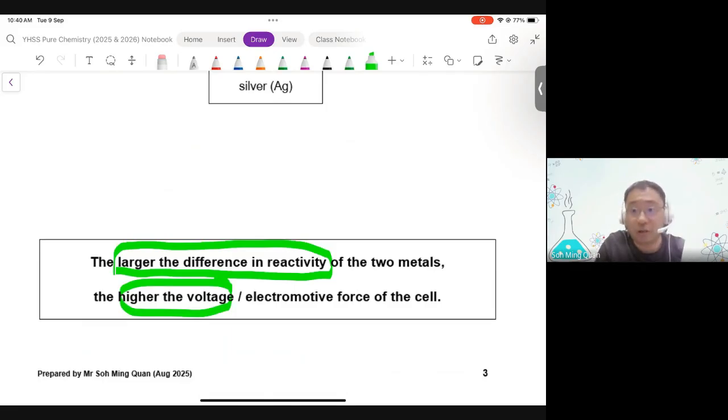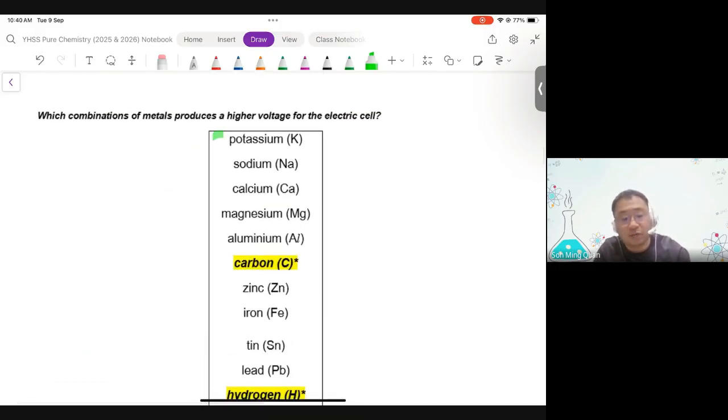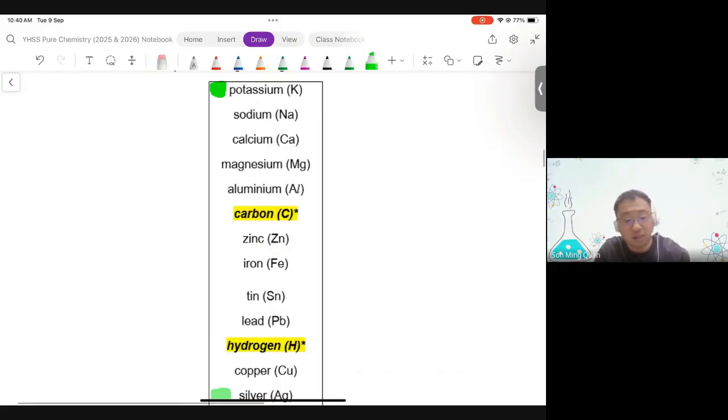Okay, so this one you need to know. In this case, which one will give you the largest voltage? The largest voltage results if you choose potassium with silver. If you choose potassium and silver as the two metal electrodes, you will realize that the voltage is the largest, the highest. Okay, so that's the concept. Larger difference in reactivity of two metals, larger voltage.